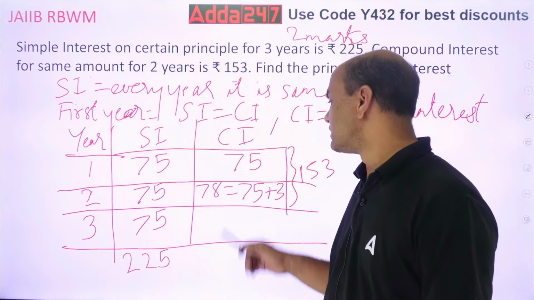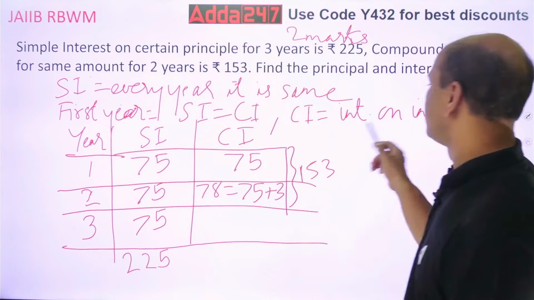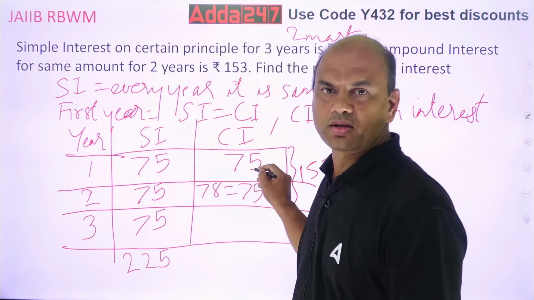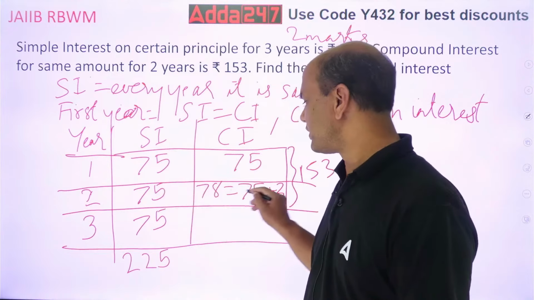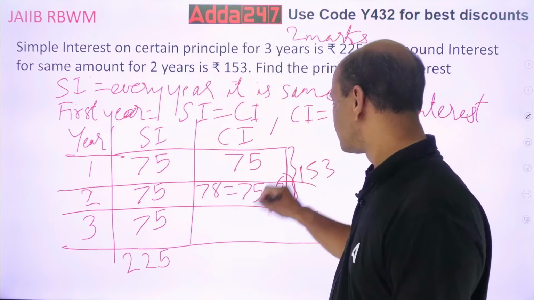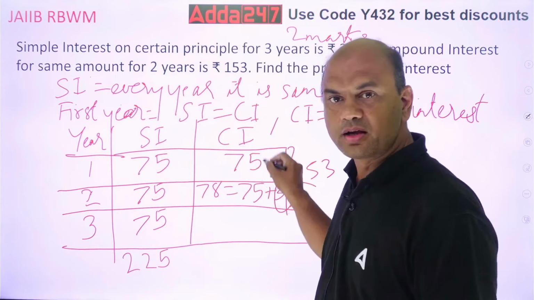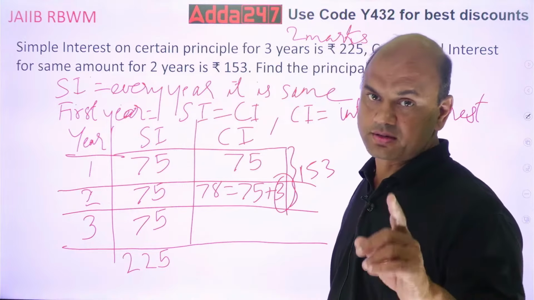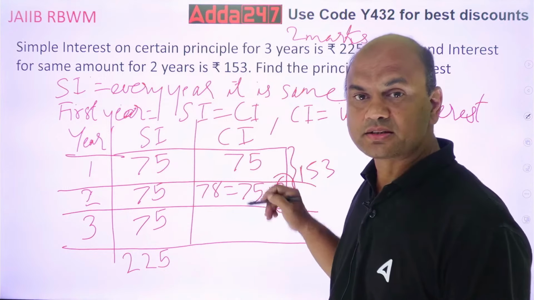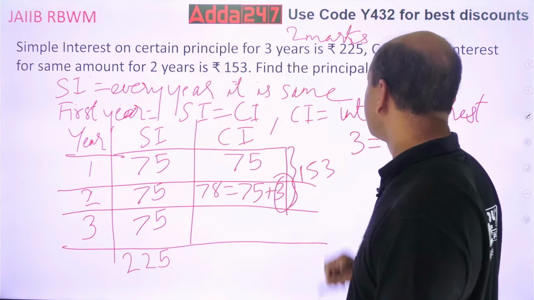Okay, so 75, then 78, 75 plus 3. Now this third part will be checked, interest on interest. Now what is this 3 rupees? See, 75 was same over here. Next year also I should have got 75 only, but I got 3 rupees extra. Why this 3 rupees extra? Because this 75 interest was invested for 1 year. I got the interest as 3. So solve this: 3 equals PNR upon 100.